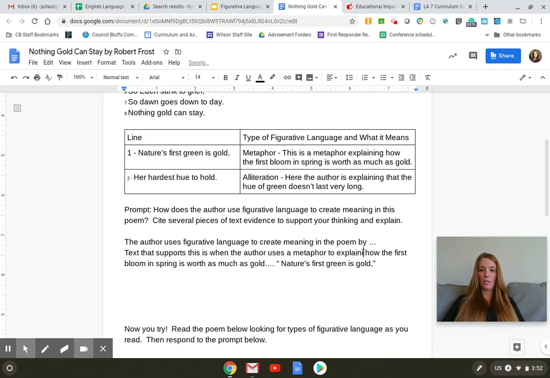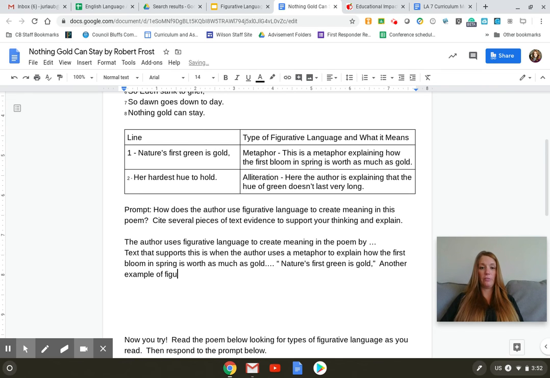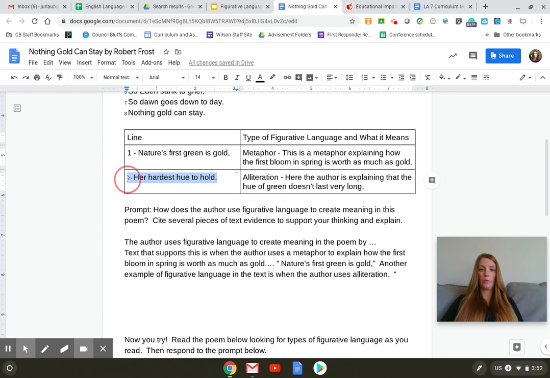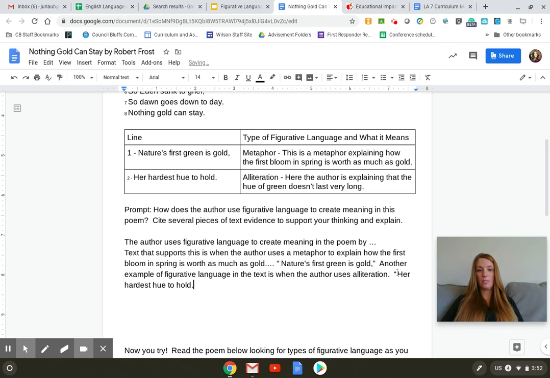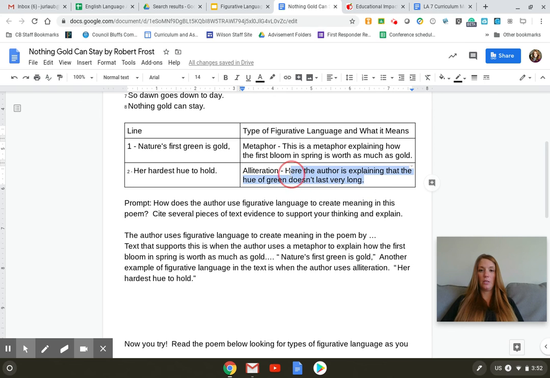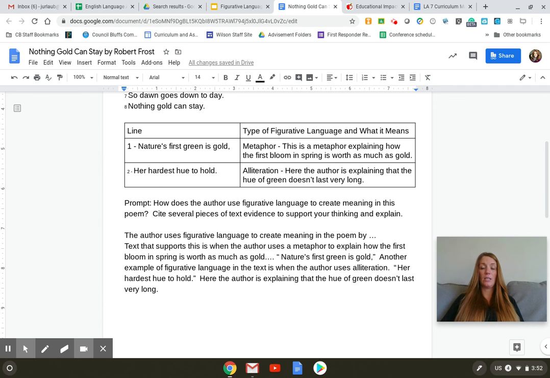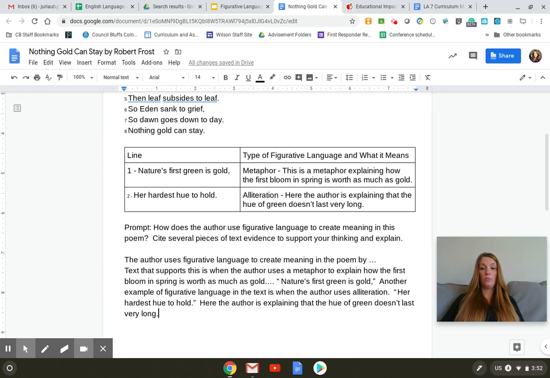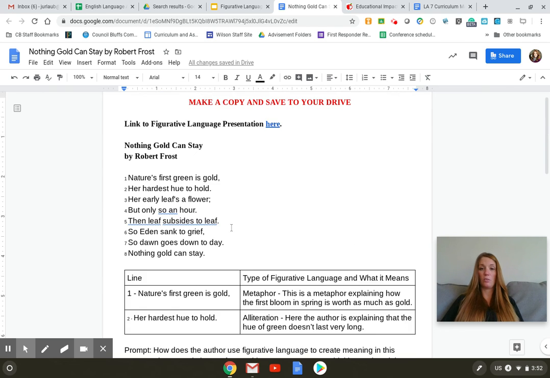Okay. And then we could say something like, another example of figurative language in the text is when the author uses alliteration. And then we come up here, we grab that text, we paste it down here, and then we would just say here the author is explaining, because we've already done the work up top, here the author is explaining that the hue of green just doesn't last very long. Okay, and then you've responded to the prompt. You have a claim and you have a couple of pieces of evidence to support your thinking.